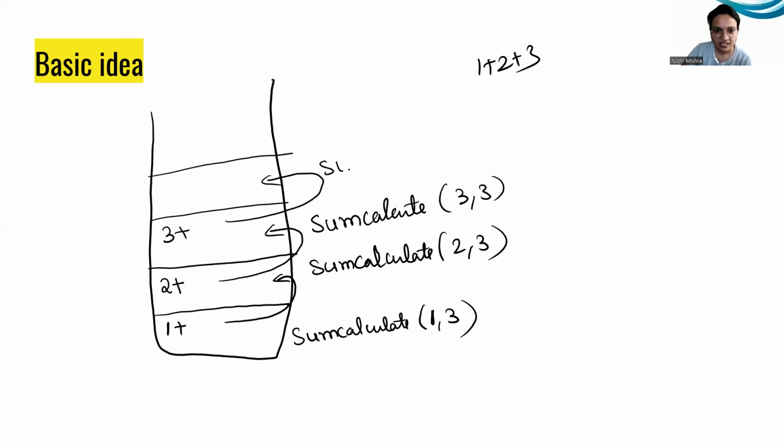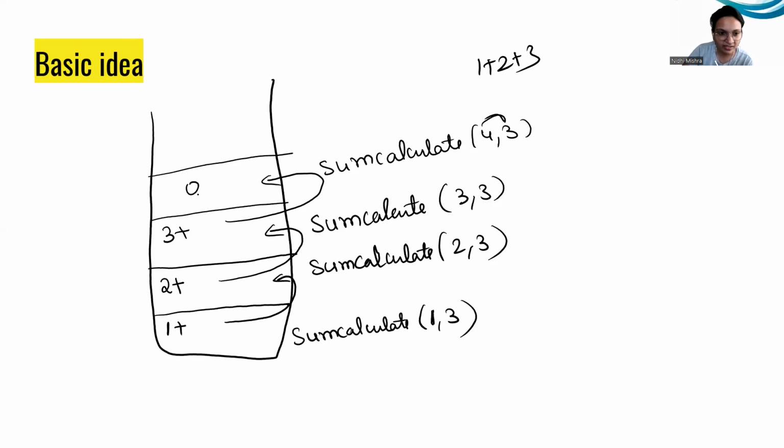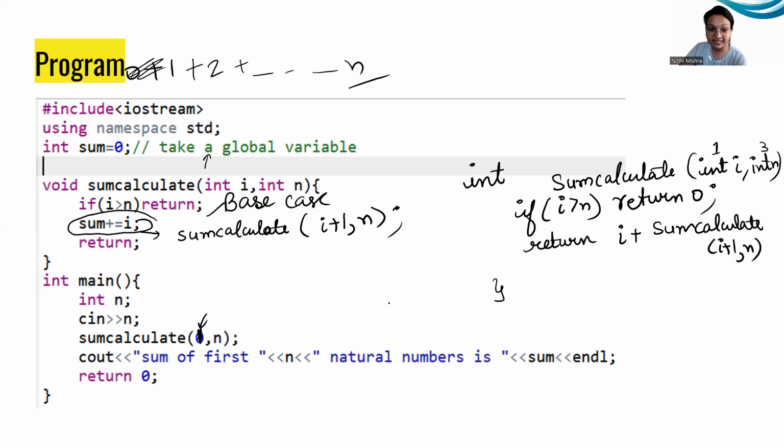What is this? Sum calculate 4, 3. Here I is greater than n, so I am returning 0. It will return me 0. Now it will return me 3 plus 0, 3. It will return me 2 plus 3, 5. It will return me 6. This is the final answer. So I am getting my final answer as the sum of first n natural numbers. So this is working. This is also working.